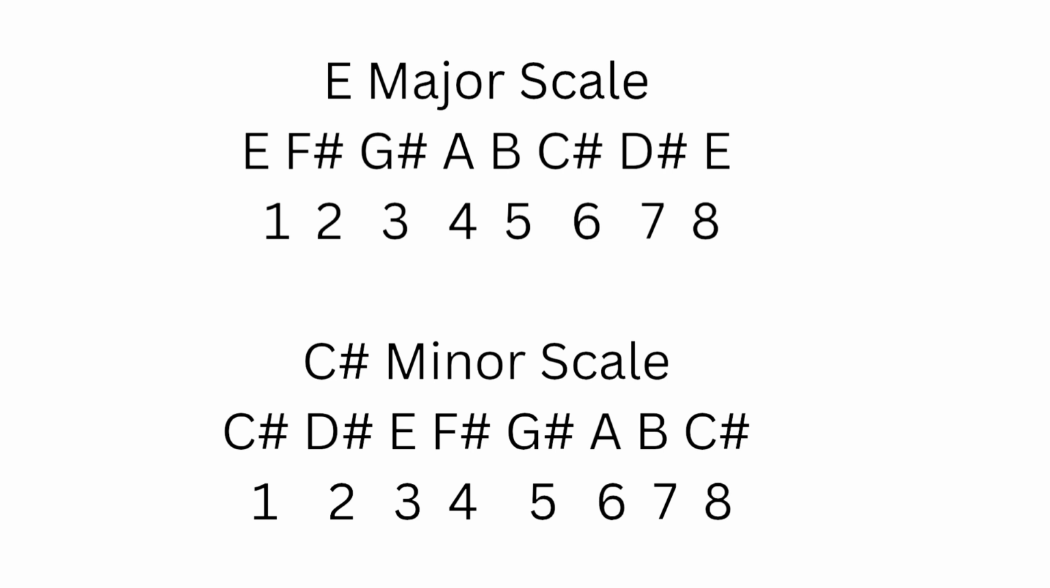The notes of C sharp minor scale and E major scale are same, that is C sharp, D sharp, E, F sharp, G sharp, A, B, and C sharp.